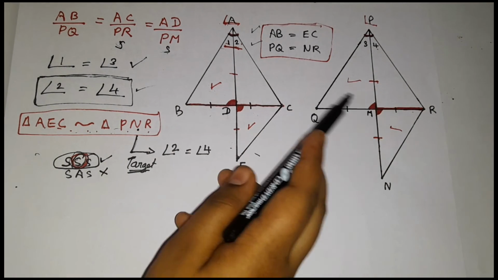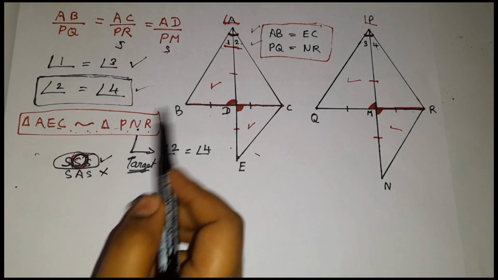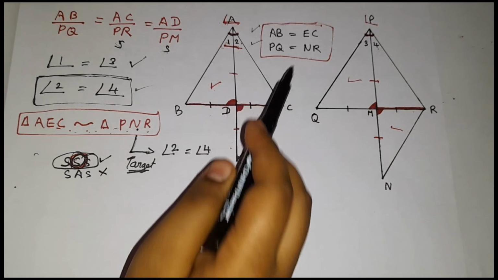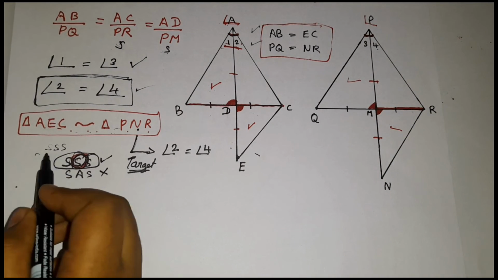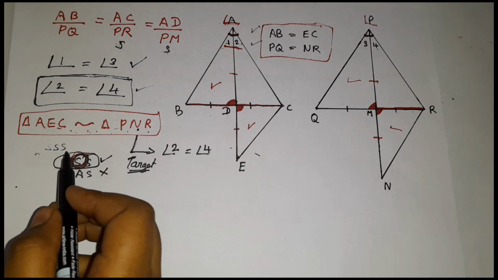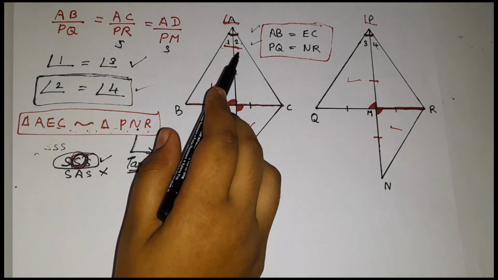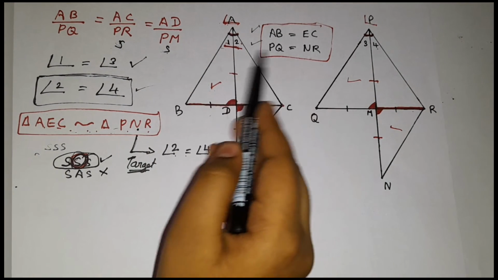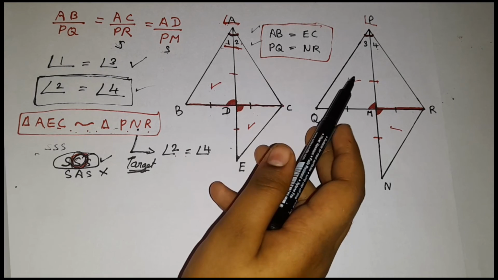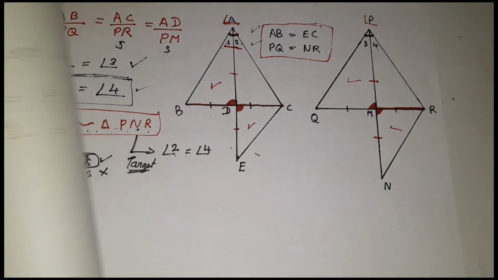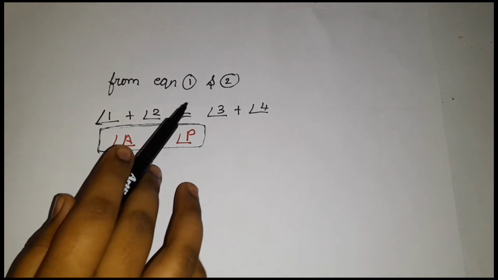Why did we prove these two triangles as congruent? Then only I will be able to get the side information, right? Likewise, I got the side information. After that, I proved it as similar by SSS criterion. Then I got angle 2 is equal to angle 4. Then I told you, if angle 2 is equal to angle 4, can't angle 1 be equal to angle 3? Absolutely, it can be equal. So likewise, I proved it as equal. Then I took them as equation number 1.